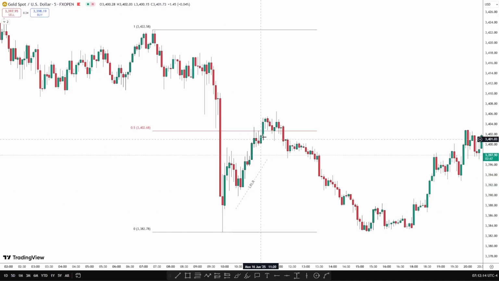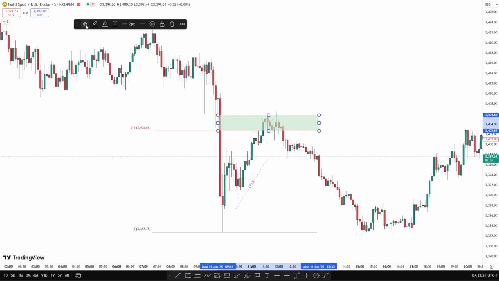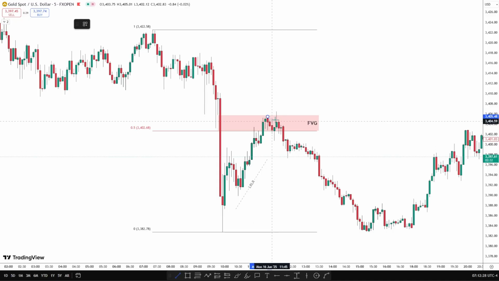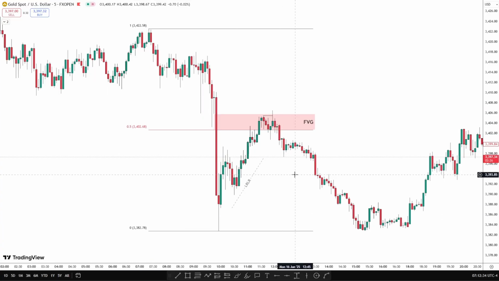Price also rebalances to equilibrium and taps into the premium half. What else do we do? We also tap into the premium side of this fair value gap. Absolutely perfect. And we sweep external range liquidity. So where is the most probable place that price will now want to go? Price will now want to hunt out external range. After completing this model, the next step is into external range.